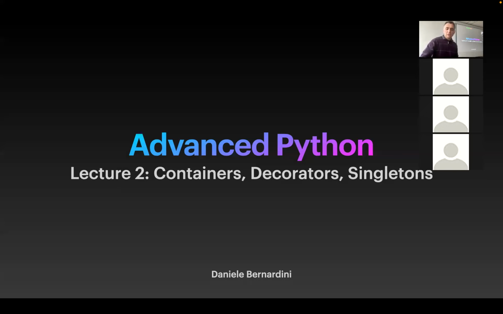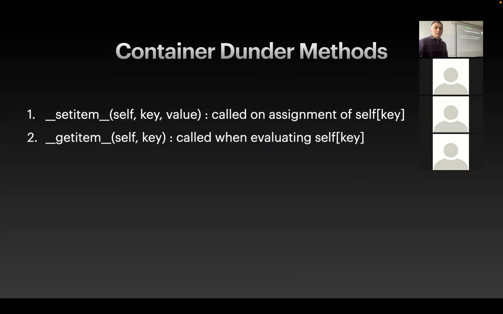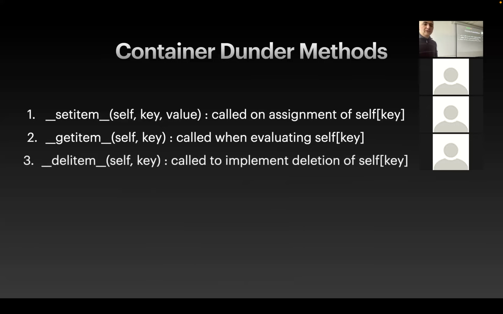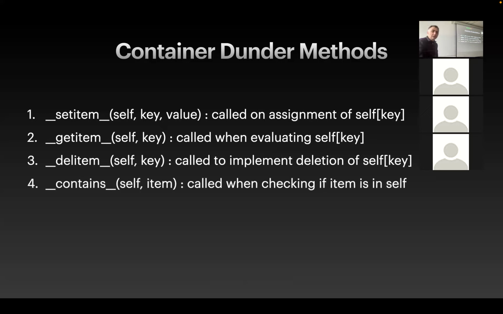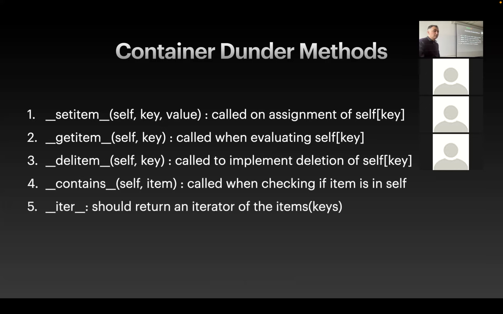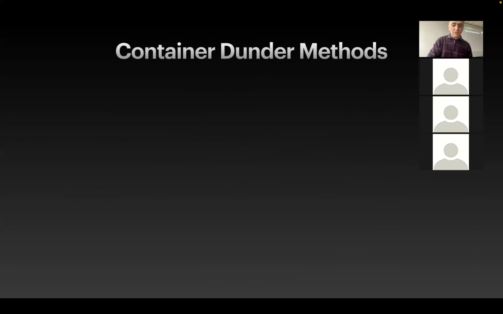So that's important. But first, let's recall what the container dunder methods are. You have setitem to basically call self[key] and pass the value to it. You have getitem to implement the reading of the item from the collection itself. And then you have delitem so that you can do del list[5], for example, and you can check with contains. Contains implements the check if something is there. And you can implement iter to basically create an iterator from your container. So that's basically the theory.